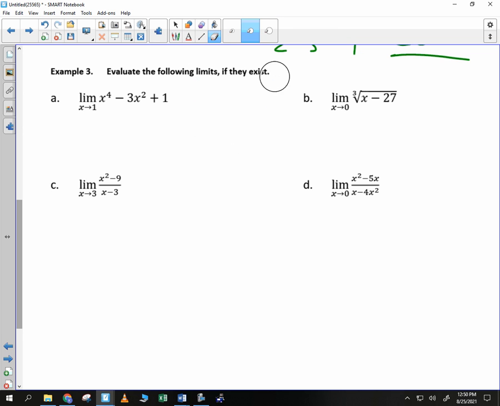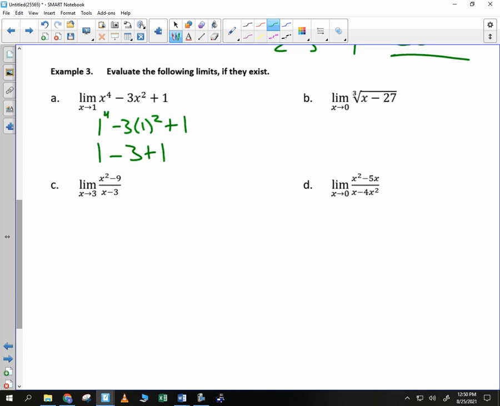We learned that with polynomials or rational functions, you can just plug in the value. So we have 1 to the 4th minus 3 times 1 squared plus 1. 1 to the 4th is 1. 1 squared is 1 times 3 is 3 plus 1. So just 1 minus 3 is negative 2. Negative 2 plus 1 is negative 1. It's as simple as that.